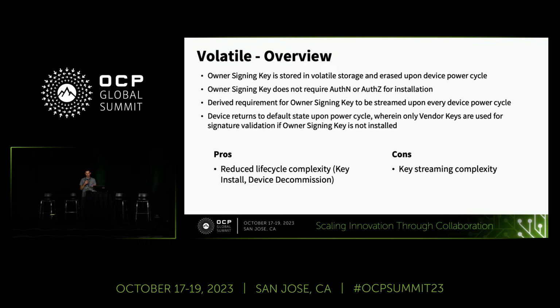We also propose that the device returns to a default state upon a power cycle wherein only the vendor keys are used for signature validation if the owner signing key is never installed. So what are the pros of volatile ownership transfer? Well, the pros are really, and this has been discussed at OCP before, focused on reduced lifecycle complexity. We only have one key pair. We only have one public key that needs to be installed on the device. It's the owner signing key, and device decommission is a breeze, right? You're basically just power cycling the device, and the key material is all erased from the device. You can then decommission it.